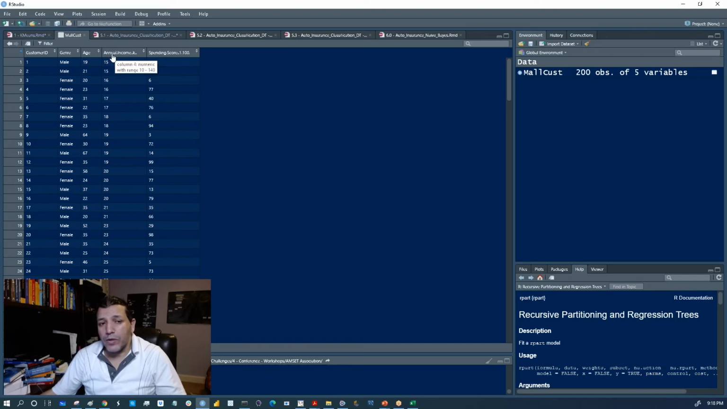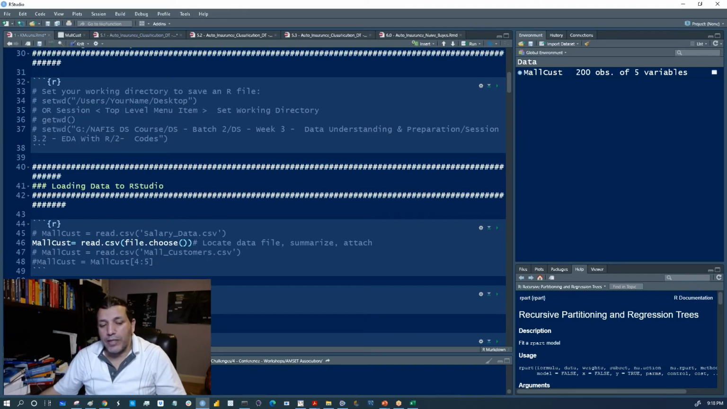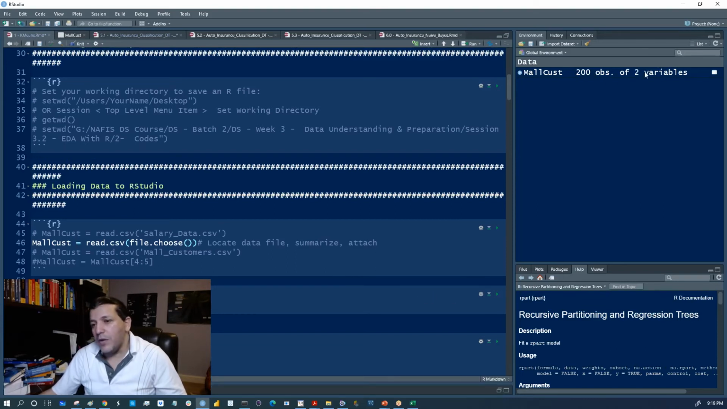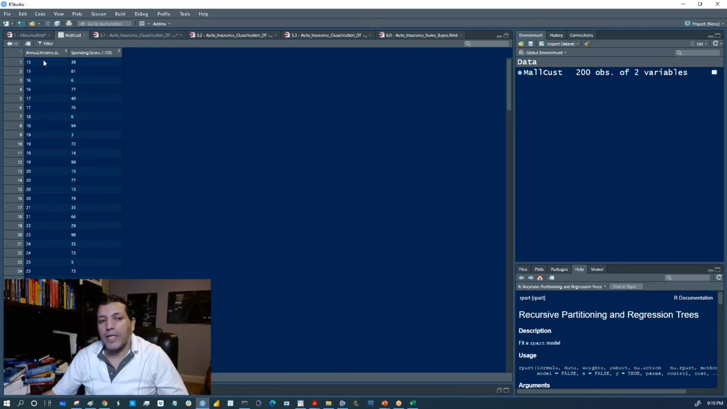Index number 4 and index number 5. So that is what I'm doing here. I am going to override my data, which is 200 observations and 5 variables, with data that has 200 observations and only variables 4 and 5. Now, how many variables do we have? We have 2. Let's take a look at the data again. We have only annual income and spending score. So now we have the data ready.